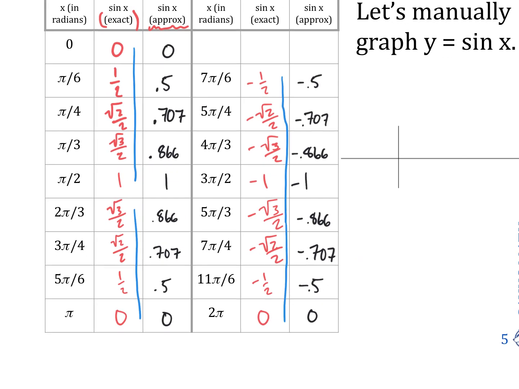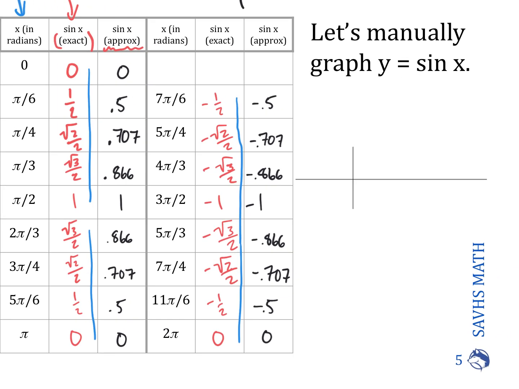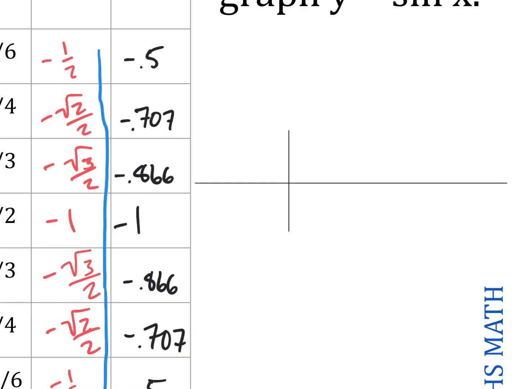Okay, so here are the decimals. Now I'm going to draw my graph, and I'm going to start here. Let's call this 2 pi. If I approximate, this would be where pi is. This is where pi over 2 would be, and this would be where 3 pi over 2 would be.